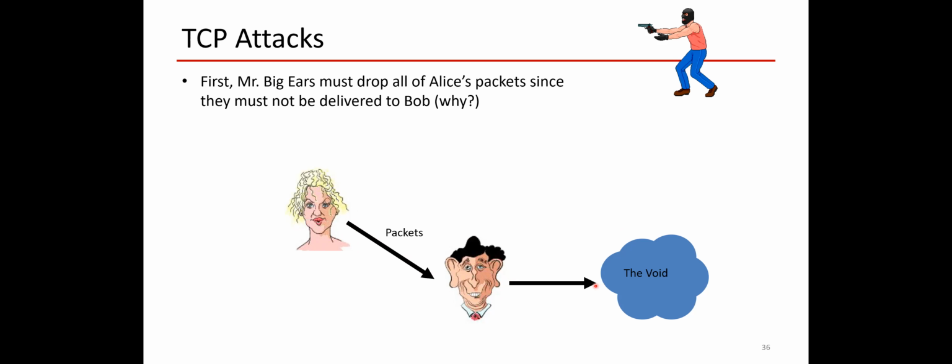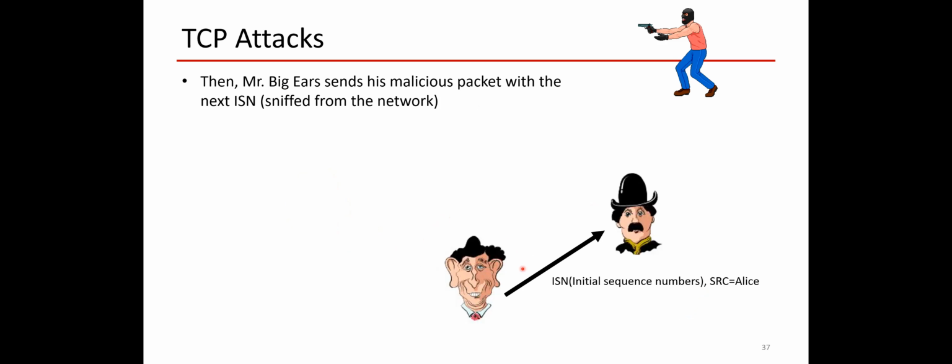Why? Why do you need to drop it? No idea? What if it is delivered? If it is delivered, then Bob will reply to Alice, right? So Alice is waiting for a response, and then I have no chance to reply. So drop it first, then send the new packet to Bob.